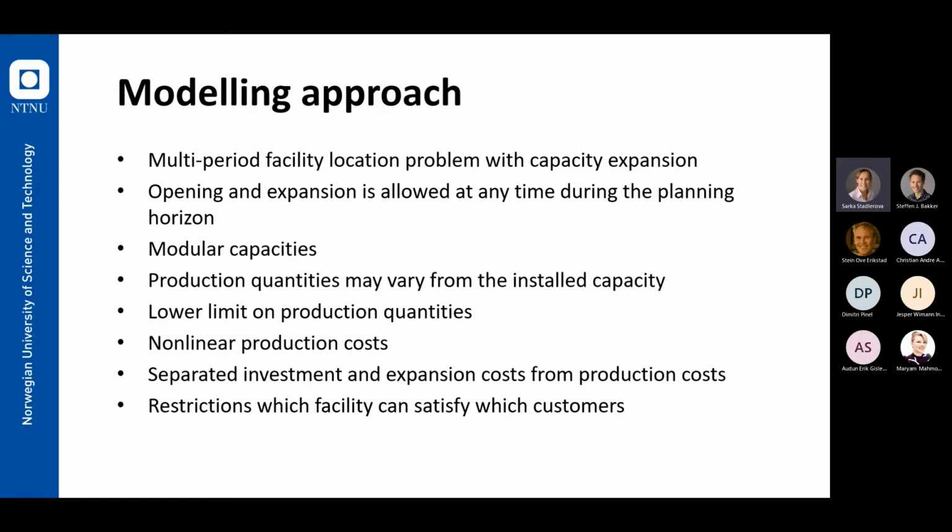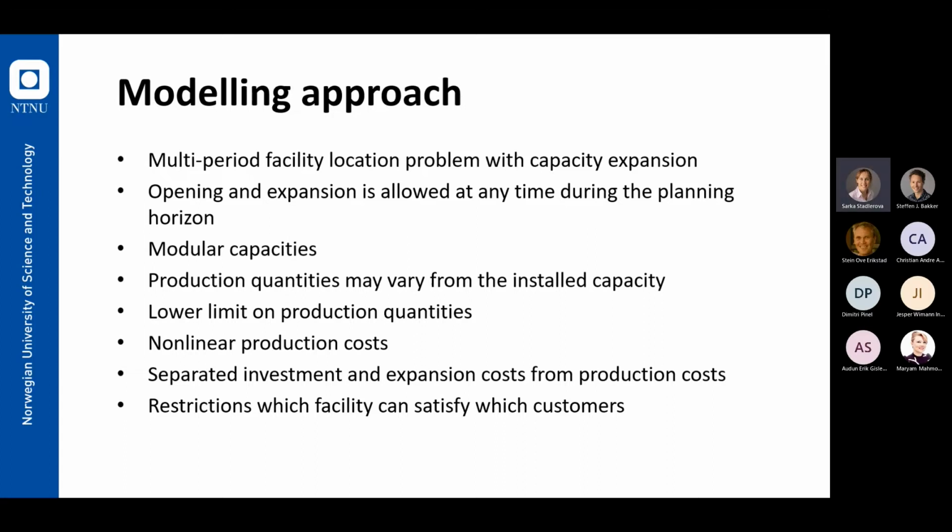We have a multi-period facility location problem with capacity expansion, and we allow the opening and expansion at any time during the planning horizon. However, the expansion is allowed only once during the planning horizon because it's quite expensive, and also the planning horizon isn't so long that we would expand every second period, for example. And then once the facility is opened, we can't close it anymore. We will keep it for the whole planning horizon.